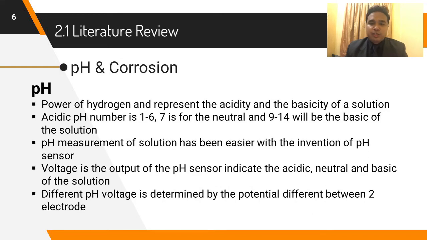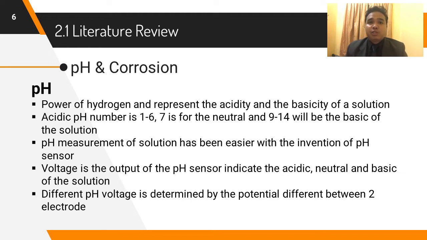Next, for the literature review, I am going to tell you about the pH and the corrosion. The pH is measured by the power of hydrogen and it represents the acidity, the neutral and the basicity of a solution. There is a range number for the pH which is from 1 to 14. Basically, from 1 to 6 is acidic, 7 is neutral, and the rest, which is 9 to 14, will be basic, or we call it alkaline.